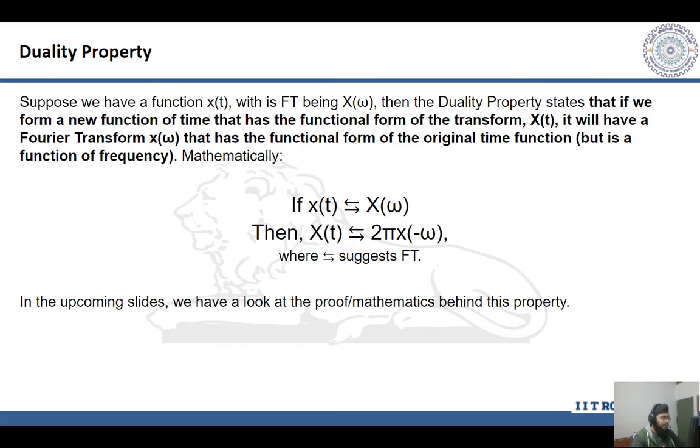So mathematically it can be described that if small x of t has a Fourier transform capital X of omega, then capital X of t will have a Fourier transform of 2 pi small x of minus omega, where these double arrows suggest Fourier transforms. So now let's have a look at the proof of this property.